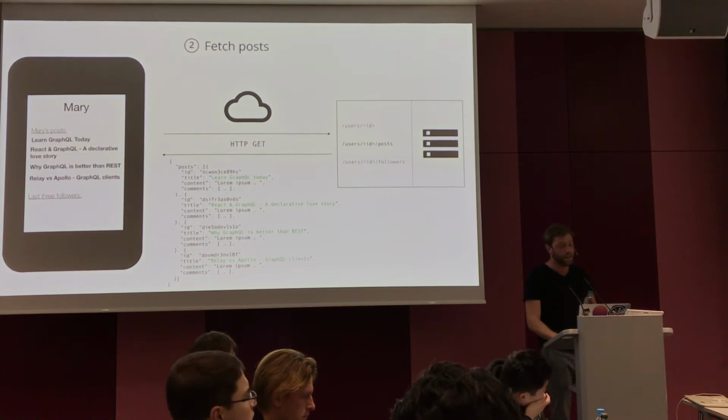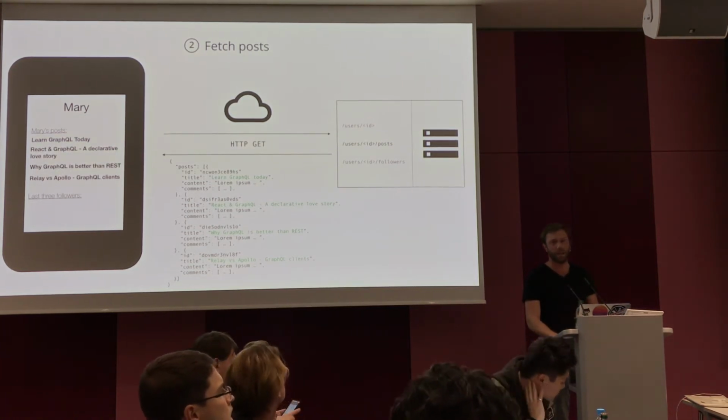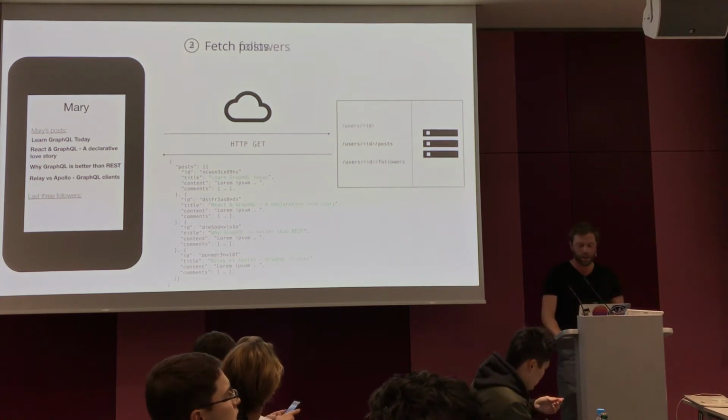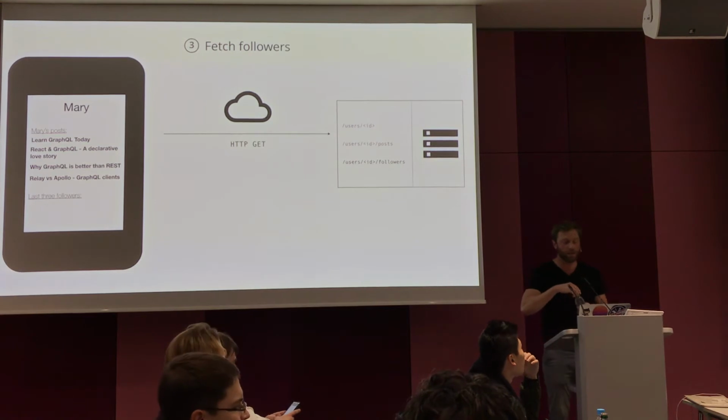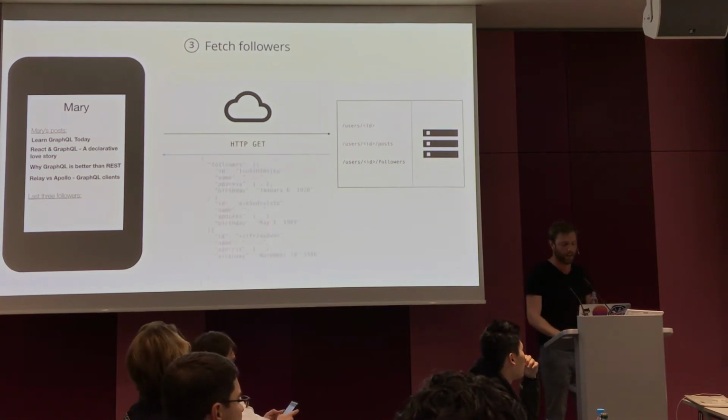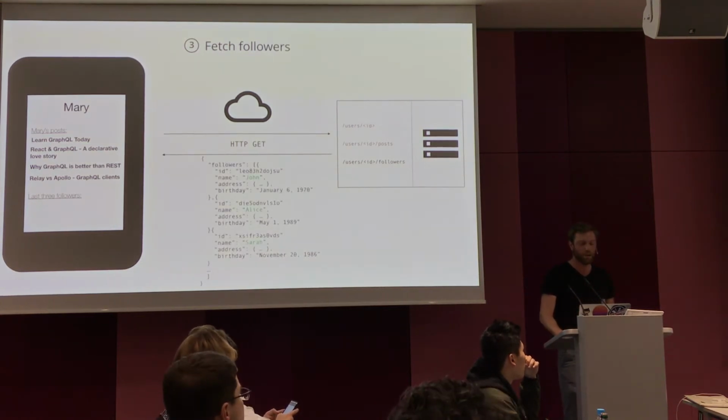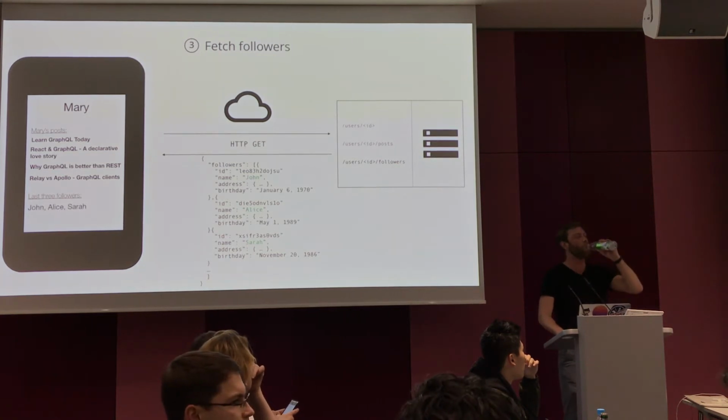But again, at least we receive the titles that we want to display, so we can display them on the screen. And we'll do exactly the same for the followers. We're hitting the /users/ID/followers endpoint, and we're getting the corresponding JSON blob back from the server.